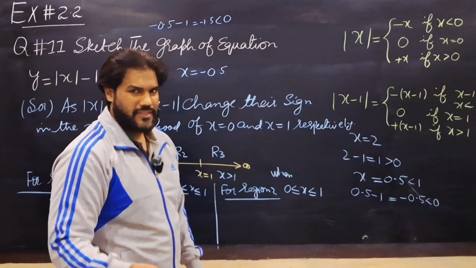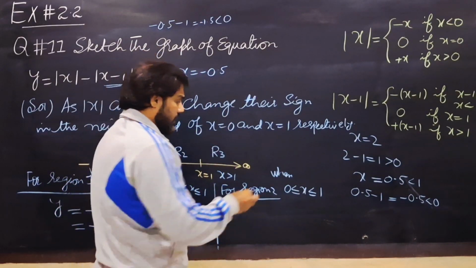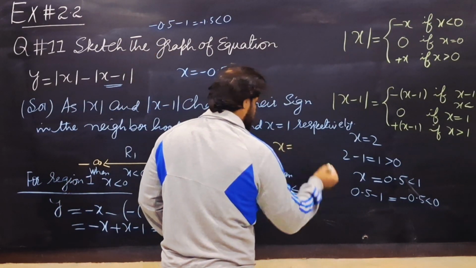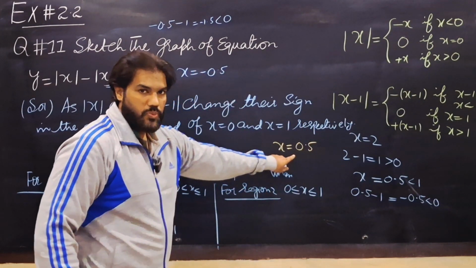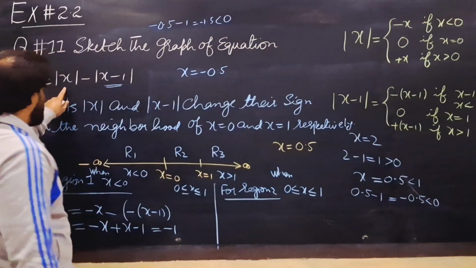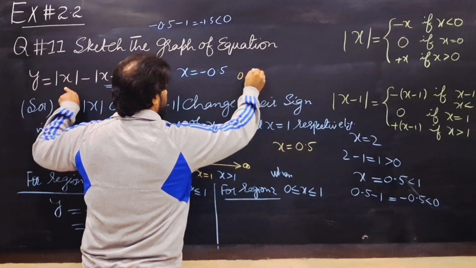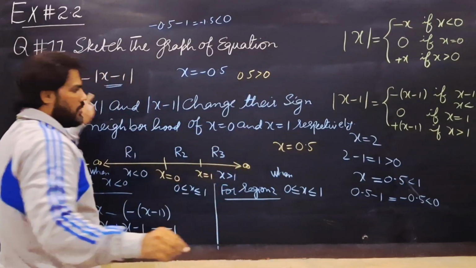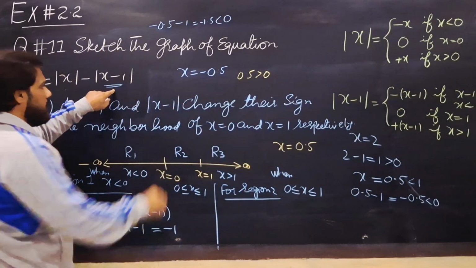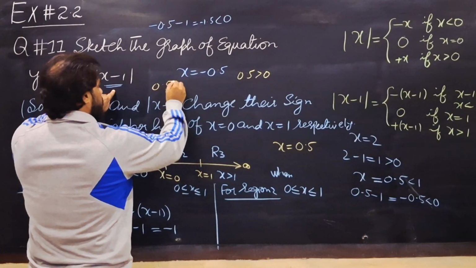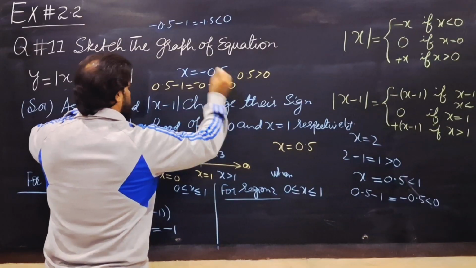Take any point x that lies between these two values. Suppose you take x is equal to 0.5. If you put x is equal to 0.5 in the first number inside the absolute value, your answer will be 0.5, that is greater than 0. But when you put x is equal to 0.5 in the second number, this becomes 0.5 minus 1, that is minus 0.5, that is less than 0.